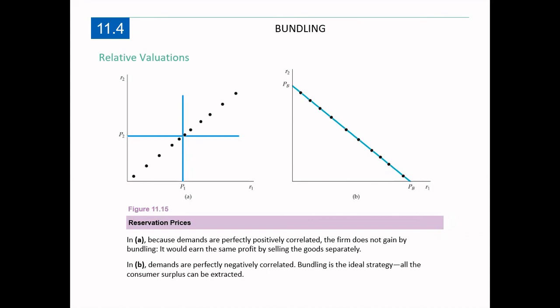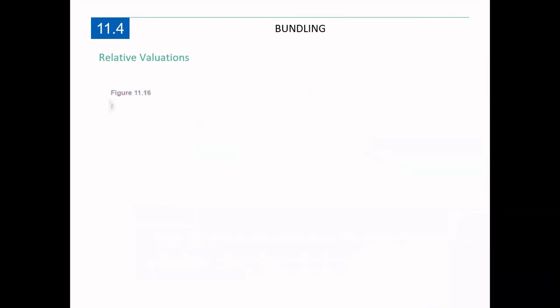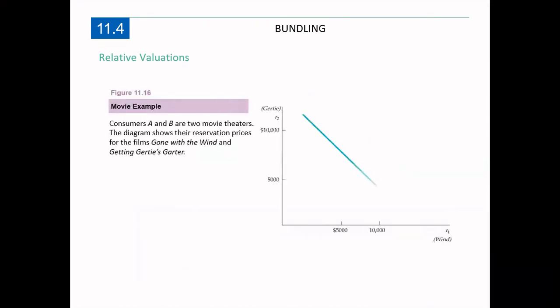Because the firm does not gain anything from bundling, it would earn the same profit by selling the two goods separately. But if they are perfectly negatively correlated, bundling is ideal. All the consumer surplus can be extracted because I will benefit from setting these products. Relative prices, relative valuation.